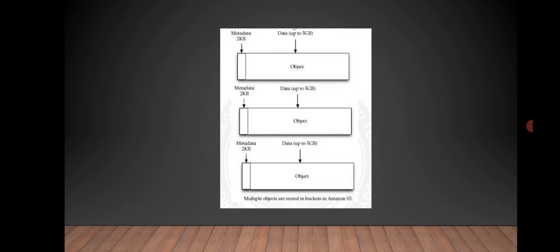So this is the diagram which shows how the data is transferred. Multiple objects are stored in buckets in Amazon S3. So this is how it goes.